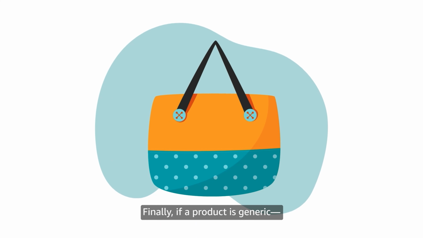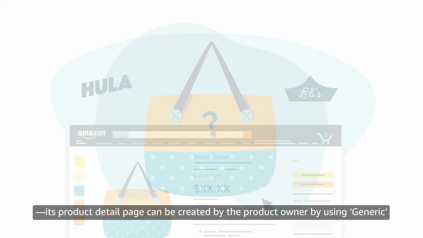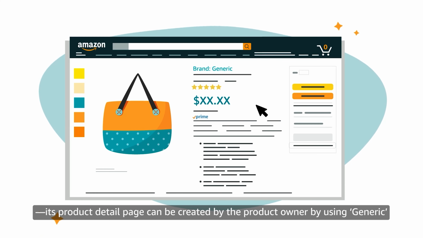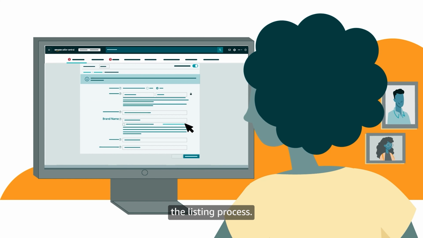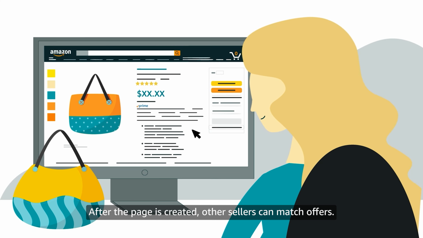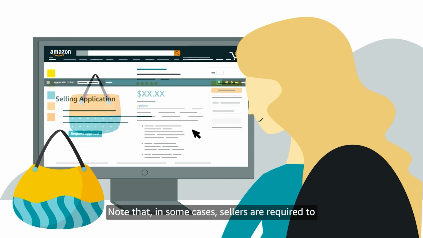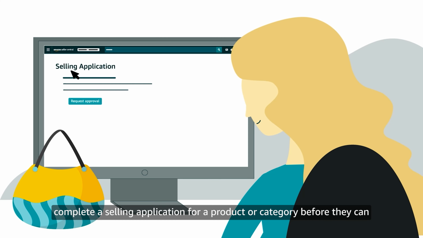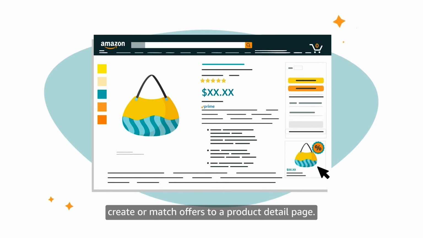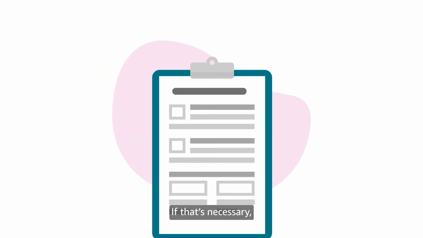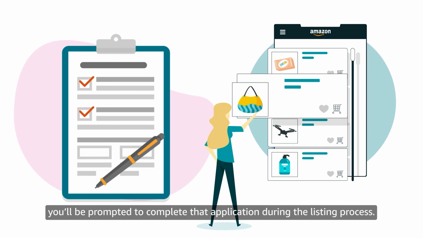Finally, if a product is generic, meaning it doesn't have a permanent brand name or logo affixed, its product detail page can be created by the product owner by using generic as a brand name value during the listing process. After the page is created, other sellers can match offers. Note that in some cases, sellers are required to complete a selling application for a product or category before they can create or match offers to a product detail page. If that's necessary, you'll be prompted to complete that application during the listing process.